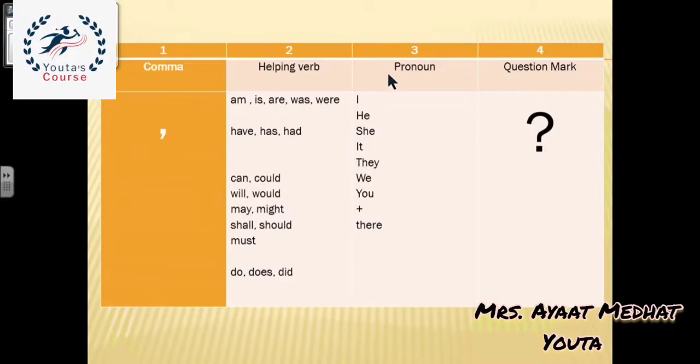Then we have the pronouns. I, he, she, it, they, we, you. Even if you have a name, even if you have any other nouns at the beginning of the sentence that you put a question tag at the end of, we don't use them, we only use pronouns. Plus the word there. There is not a pronoun. But if the sentence starts with the word there, you will use it instead of the pronoun when making the question tag. After that, you will put the question mark.